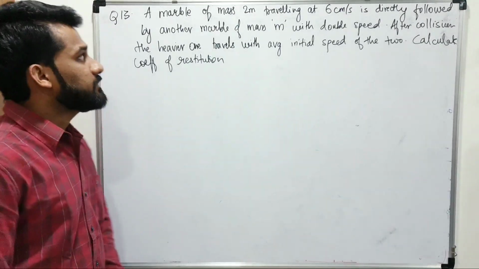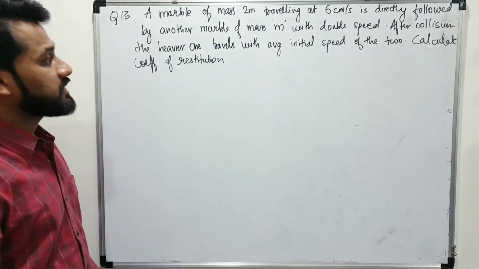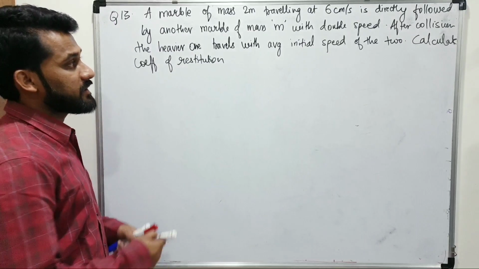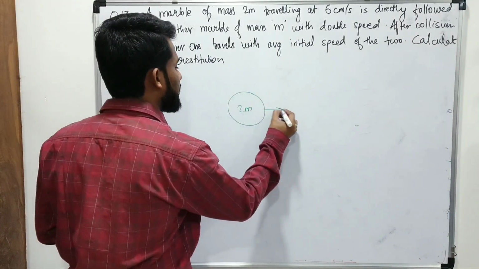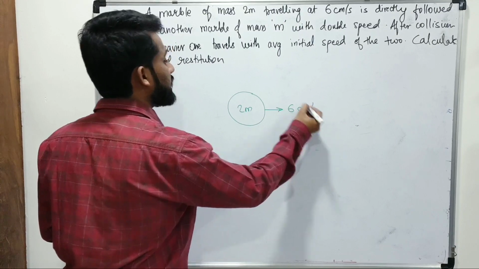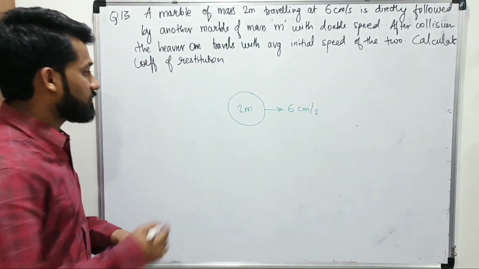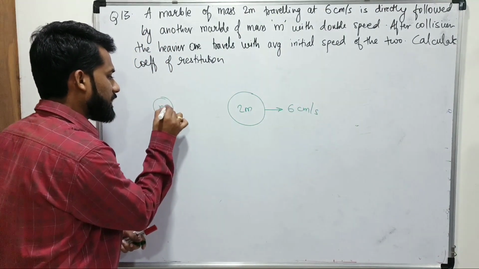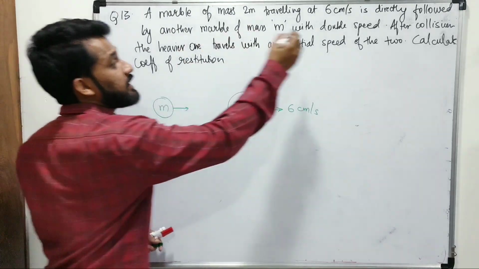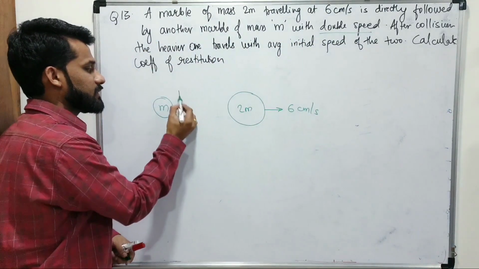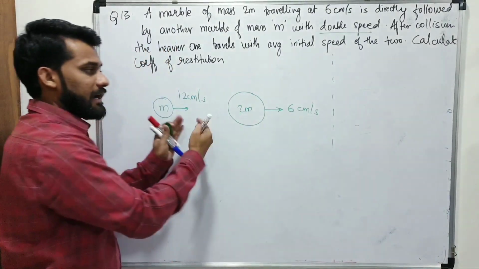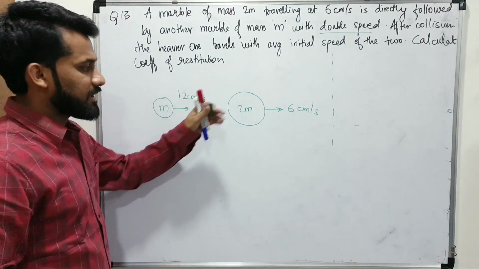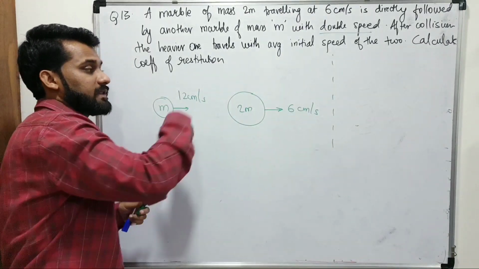Question number 13. Marble of mass 2m is traveling at the speed of 6 centimeters per second. So this is marble of mass 2m and this is traveling at the speed of 6 centimeters per second, and this is followed by another marble of mass m. Now the smaller one is of mass m. It is traveling with double speed. Double मतलब ये 6 है, so this will be 12 centimeters per second. Okay, they collide with each other. This is traveling with higher speed, so this will collide with the first one.